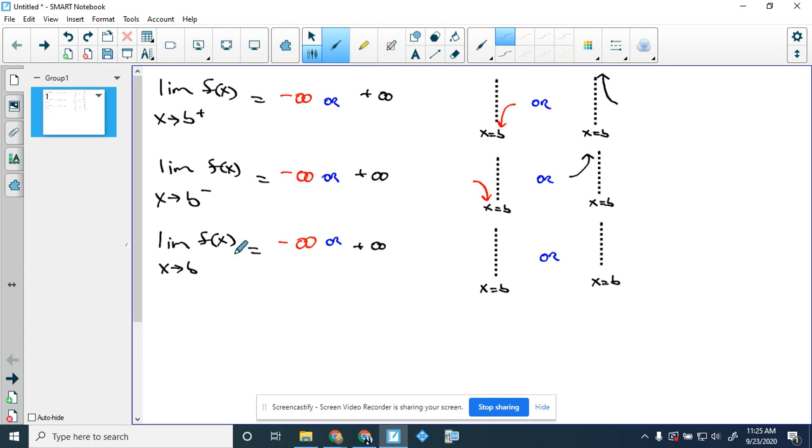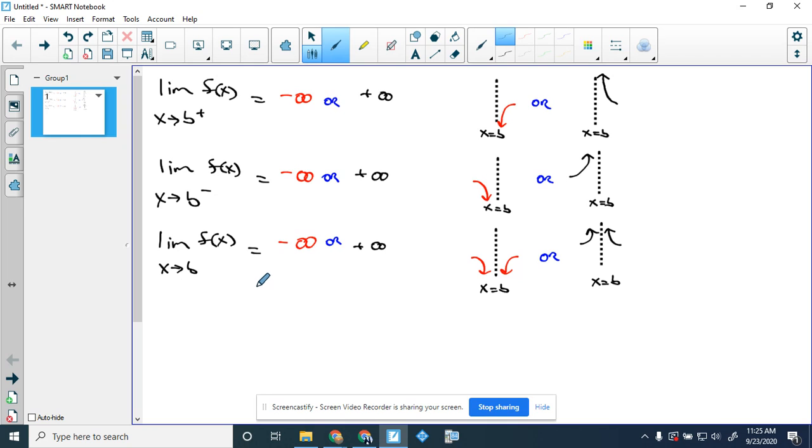Or maybe we go to b from both sides. So as we approach b from both sides and we get negative infinity, or maybe we approach b from both sides and we get positive infinity. So I'm trying to give you a graphical depiction of each one of these scenarios. Basically it means you have a vertical asymptote. So if you do a limit of some function as x goes to a value like 7 or 5 or -1 and you get an infinity, that means that you have a vertical asymptote going on.